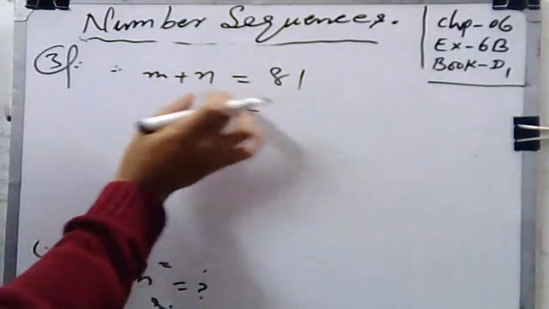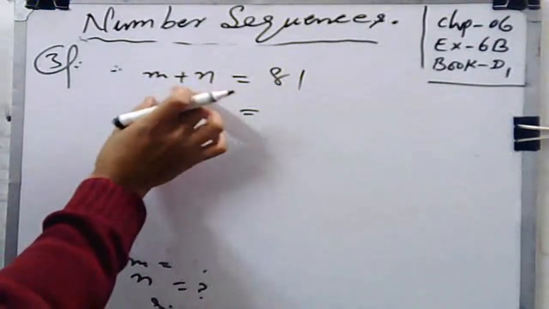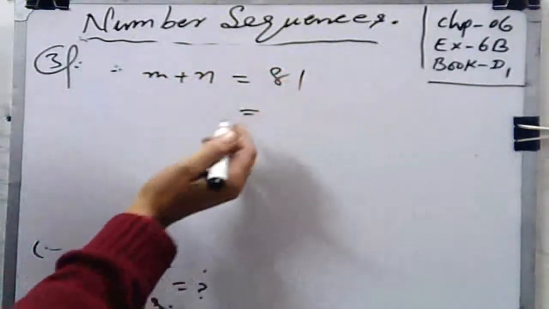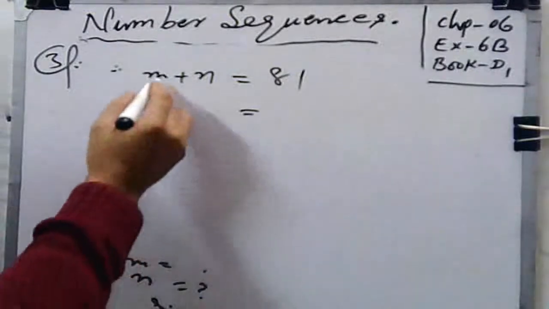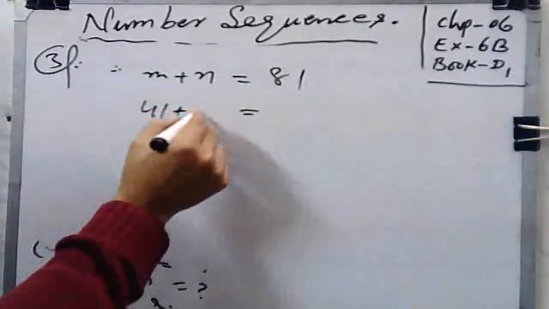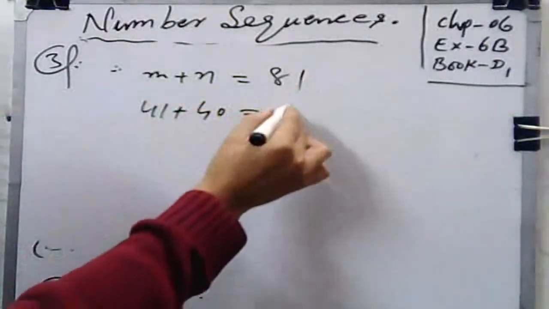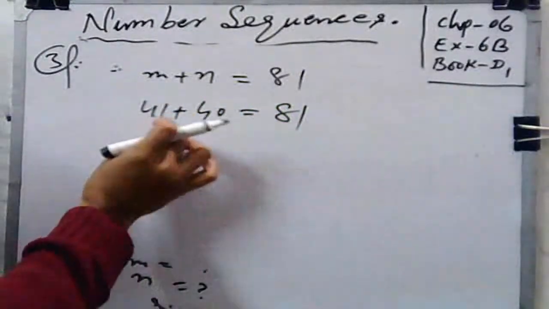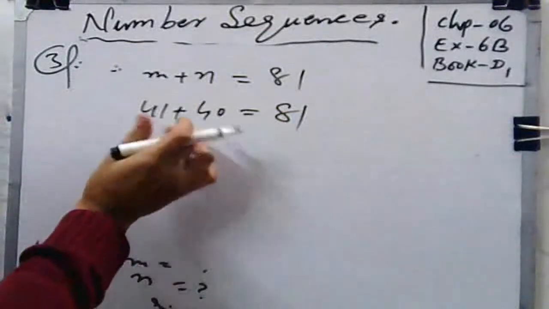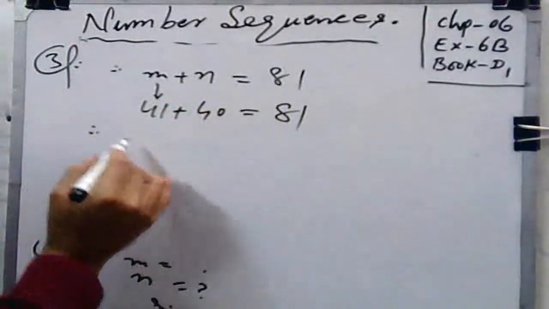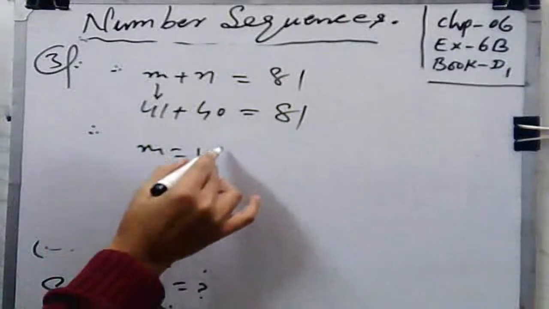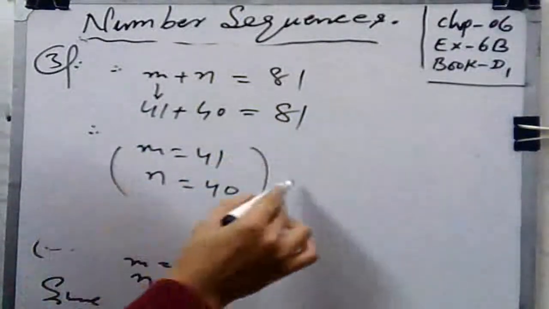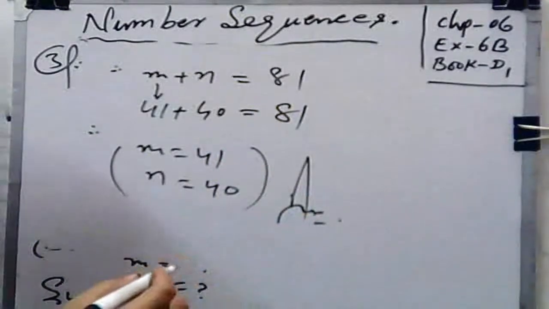So consecutive whole numbers. Find that number. After addition, you will get 81. Very simple. M is 41 and N is 40. By adding these, you will get 81. So it means the consecutive numbers are 40 and 41. Therefore, here M is equal to 41 and N is equal to 40. That is your required result.